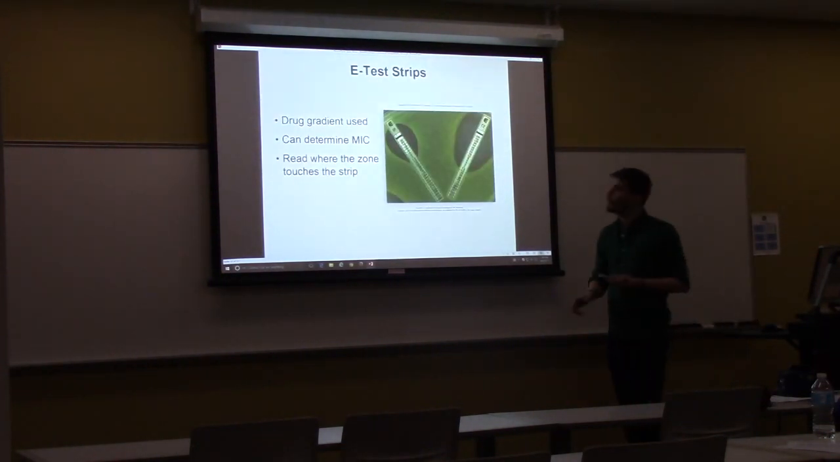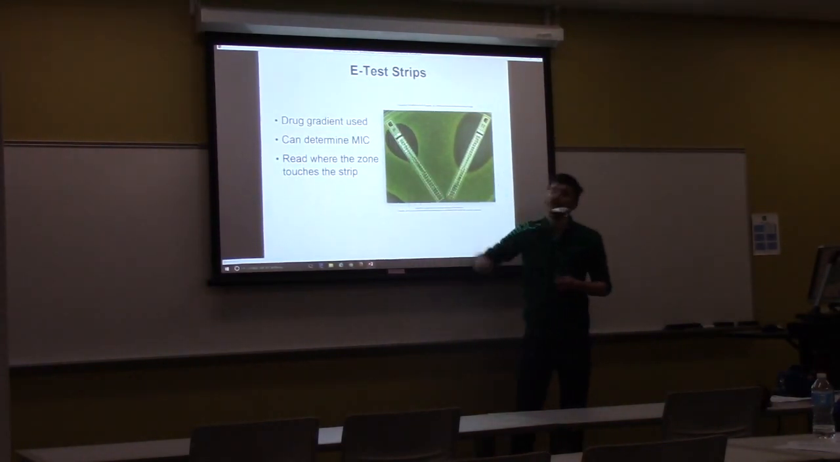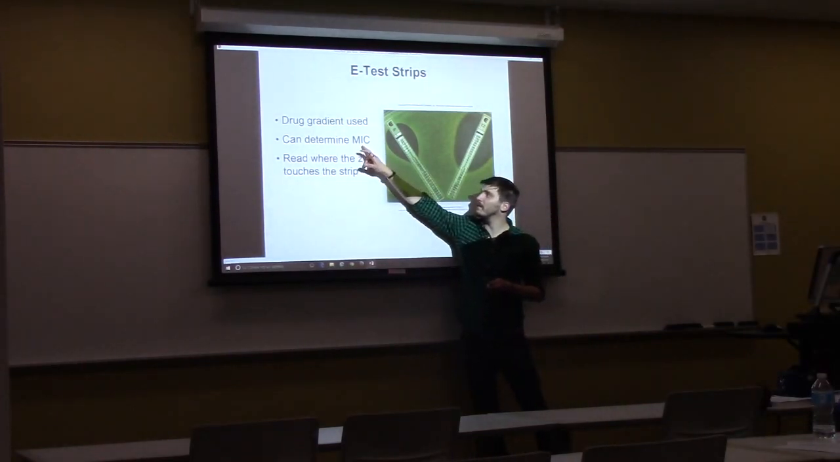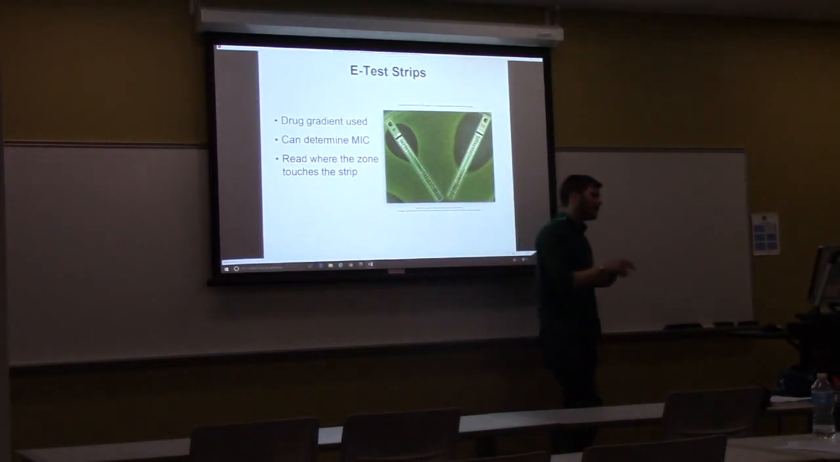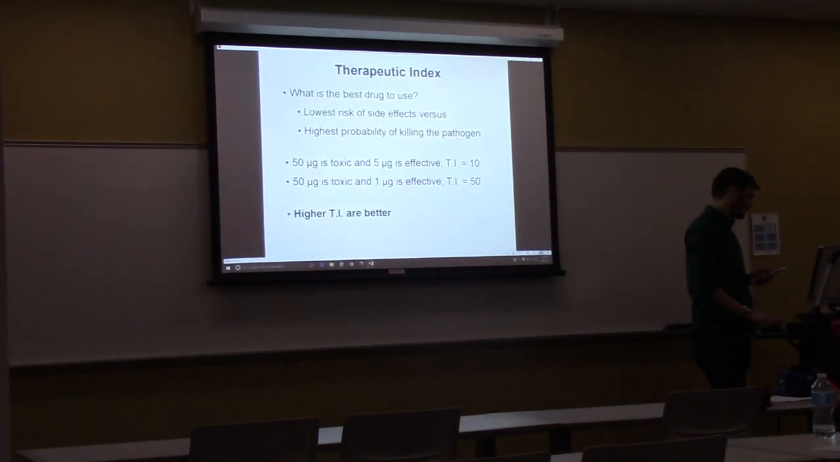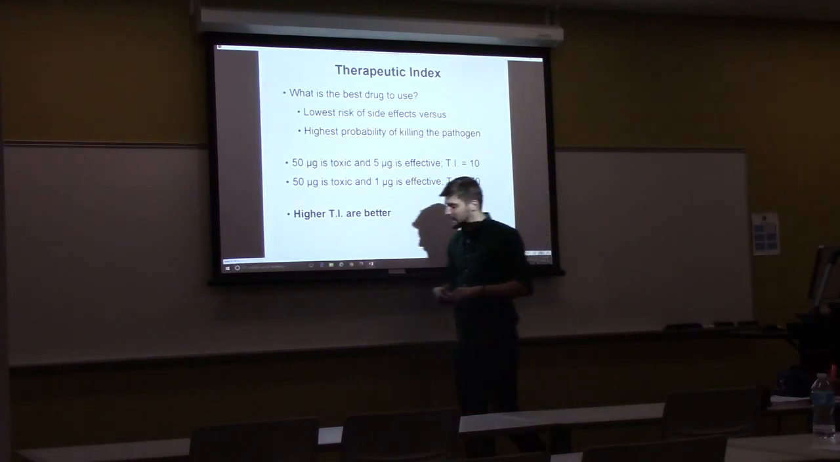And if we want to know more about concentrations in numbers, then we would use an E-test or a dilution assay, and this allows us to determine the MIC, or minimum inhibitory concentration. This is the lowest effective dose of that drug. And this is used to come up with the therapeutic index, or the TI.